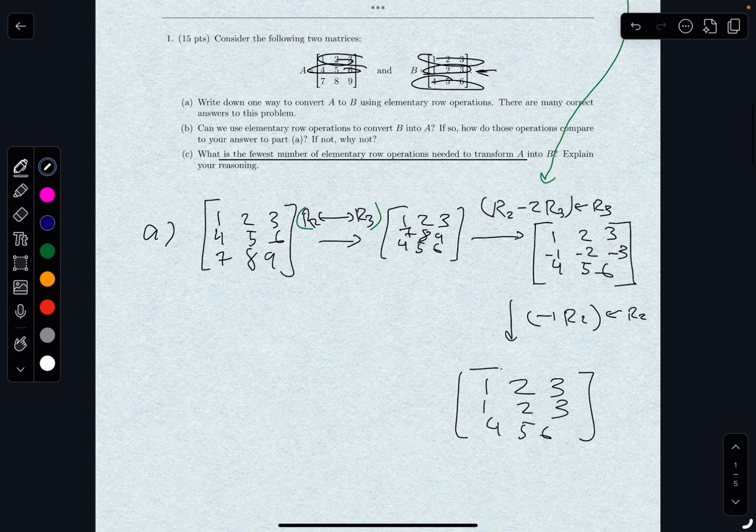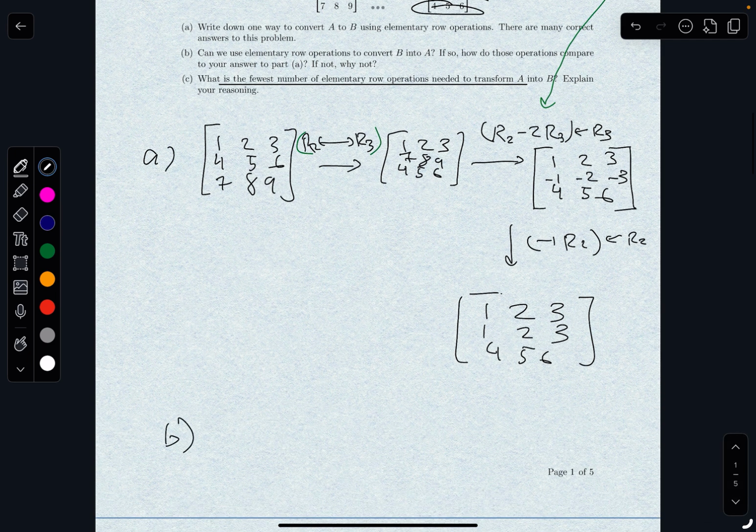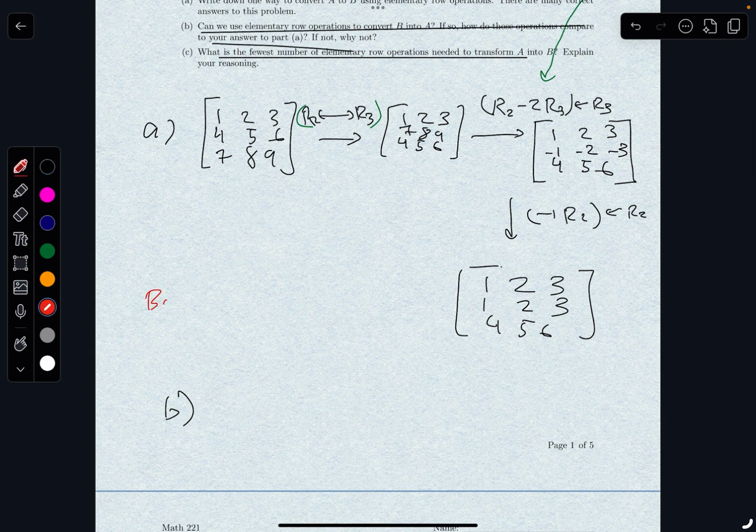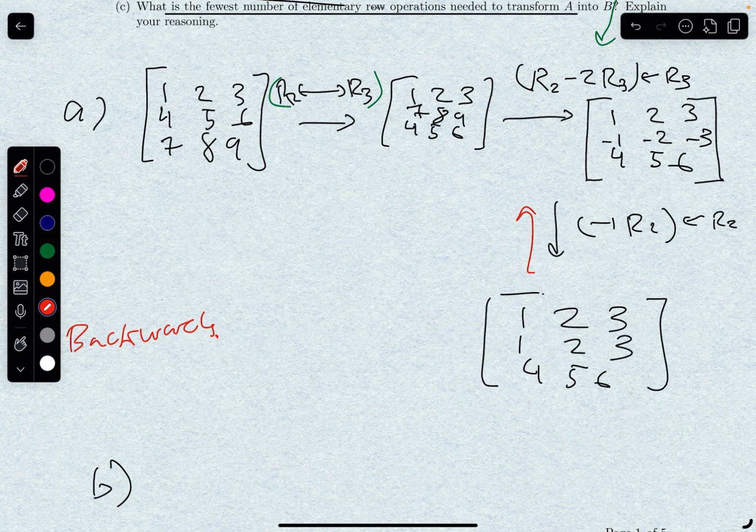That's A. Now, how about B? How can we use elementary row operations to convert B into A? So what operations are these? We should just notice that to go backwards, it's exactly the same, but backwards. So in this scenario, we're just going to go backwards by doing the reverse operation. So in this case, it would be times negative R2 again, right?